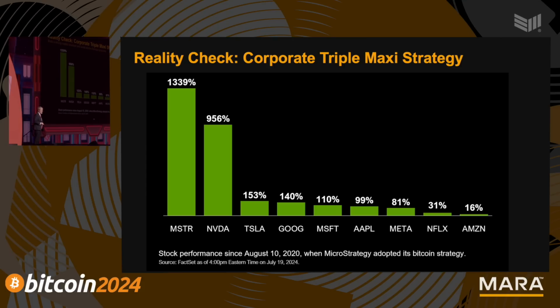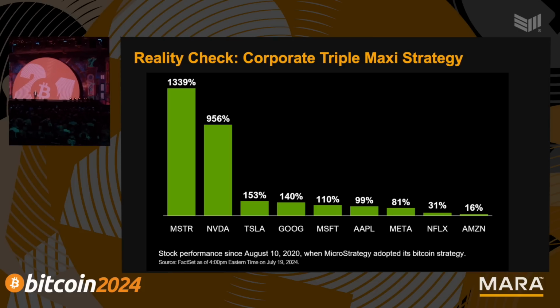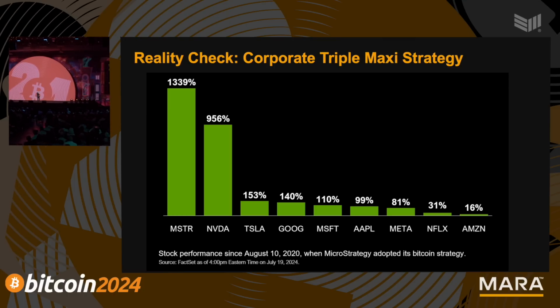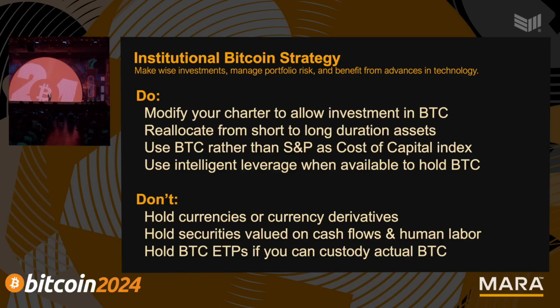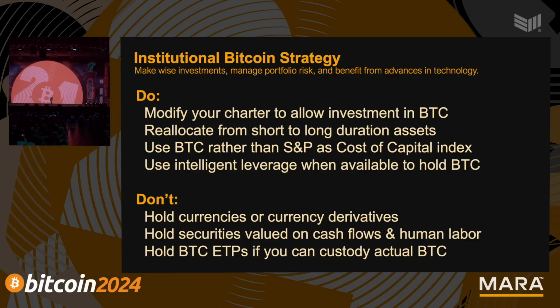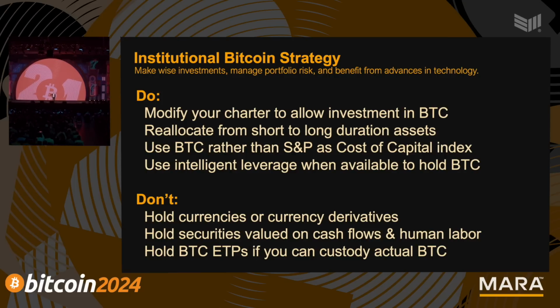So, bottom line, build a strong capital structure, avoid dilutive financial practices. Let's talk about an institution. You got a church, a charity, an endowment of Harvard, any nonprofit. What should you do? Modify your charter to invest in BTC. Reallocate from short-term duration assets to long-duration assets.